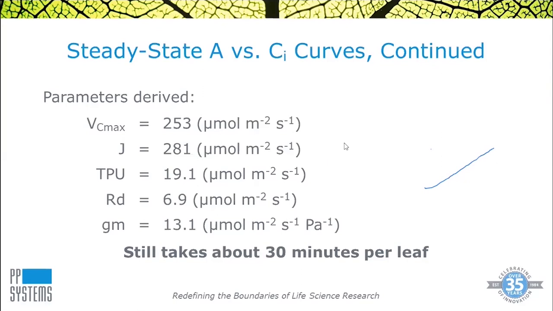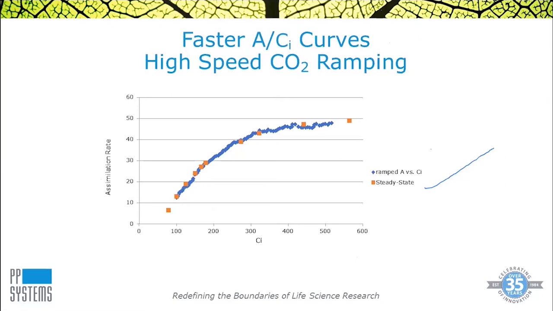So there's a faster way to do this now, and that is to utilize what's called high-speed CO2 ramping. You can see on this, this is just another A versus Ci curve. The orange symbols represent measurements made with a steady state system, taking 35 or 40 minutes to get those 10 data points. And all the blue data points were collected in 5 minutes with high-speed CO2 ramping. So it's much quicker and gives you an equivalent result.